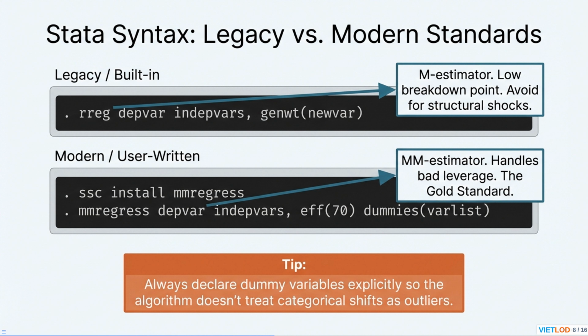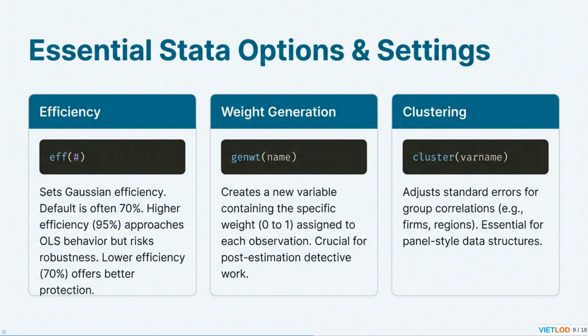When performing robust regression in Stata, particularly with the MM estimator, there are several key options to consider for fine-tuning your analysis. First, the eff(#) option controls the efficiency of the Gaussian MM estimator. Setting the efficiency, often to 70%, provides a good balance between robustness against outliers and the precision of your estimates. While a higher efficiency, like 95%, makes the robust estimator behave more similarly to OLS, it can reduce its protective qualities against extreme values.